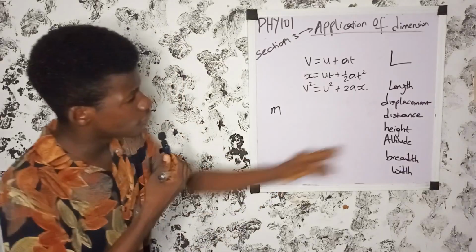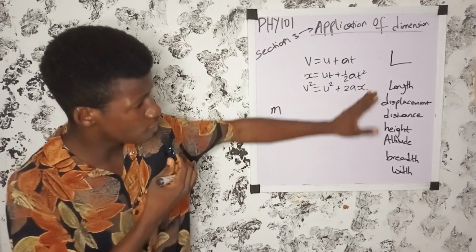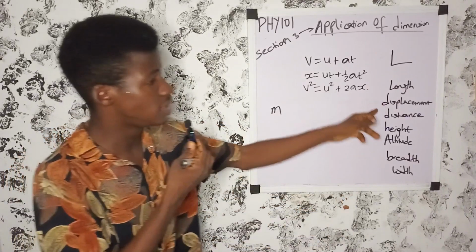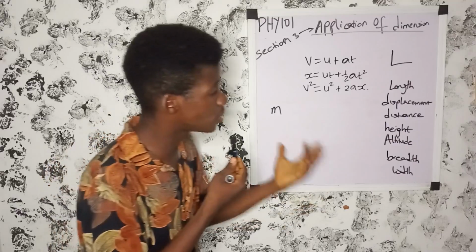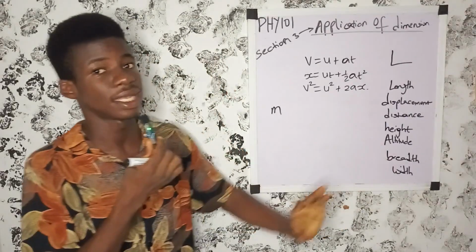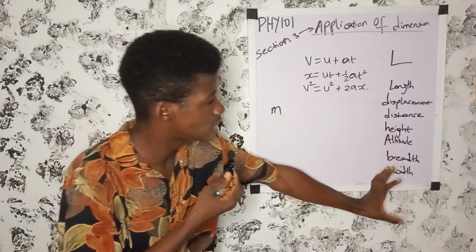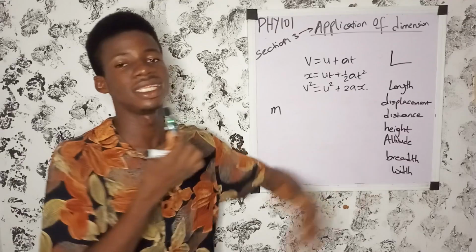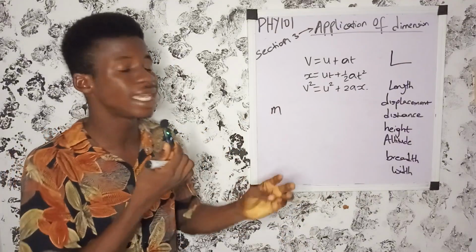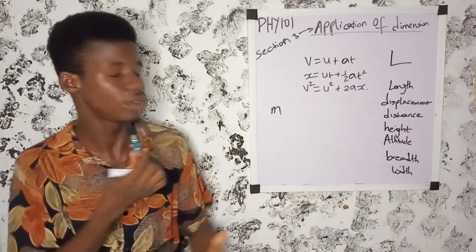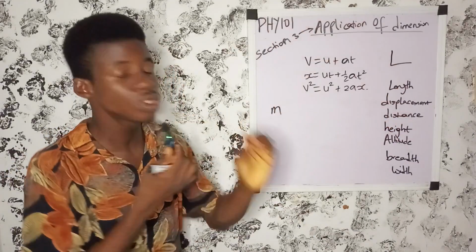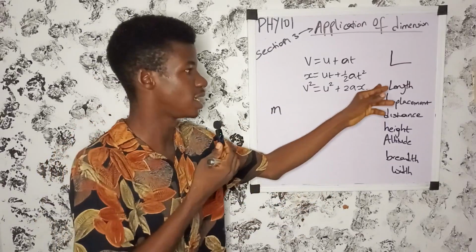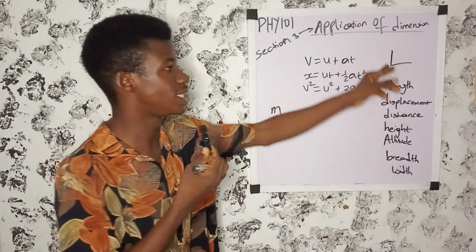Now, if you look at the board very well, you will find that I placed other quantities on the board, which are displacement, distance, height, altitude, breadth, and width. All these quantities come from length. They are all related to length. Since they are in the same family as length, they will have the same dimension and the same SI unit as length.